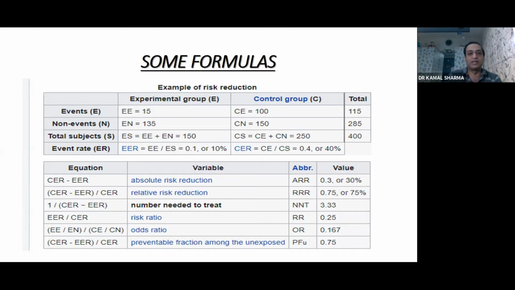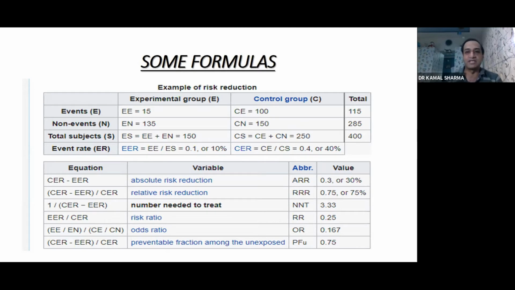Now, this goes on to tell you the event rates. The event rate is just the ratio of the number of events out of total subjects. So in the experimental group, it will be 10%, while in the control group, it is 40%. Or if you define it in decimals, it will be 0.1 and 0.4. Now, what is the absolute risk reduction? It represents the difference between the two event rates.